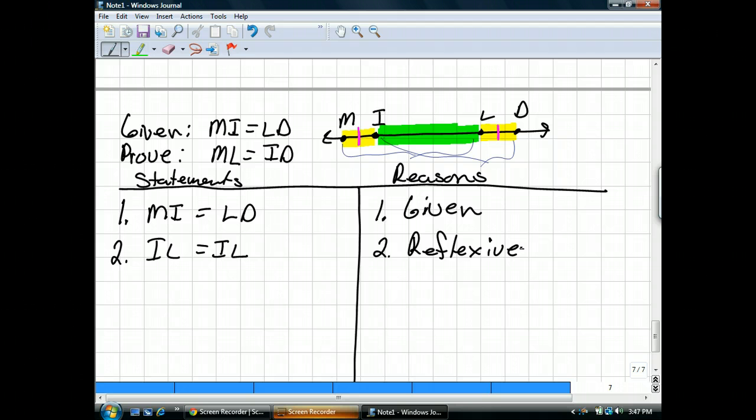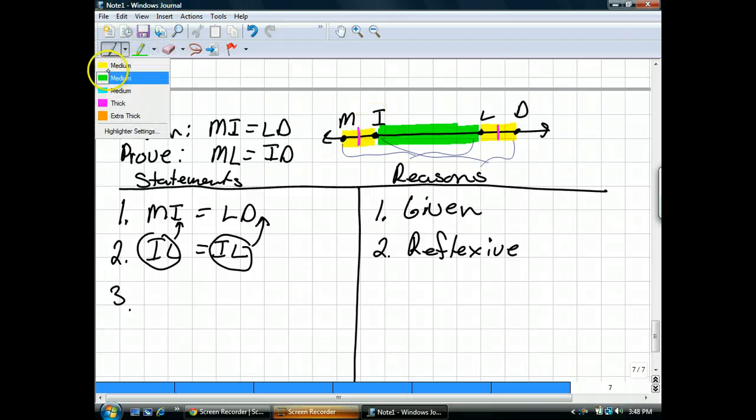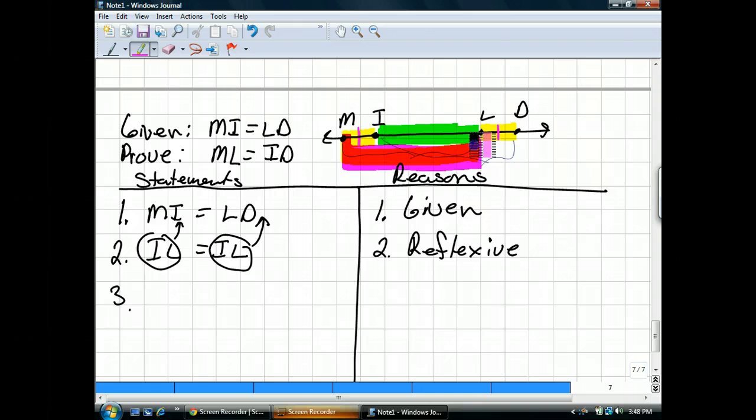Now, if I take this and add it to that side, and I take this and add it to that side, because notice that ML, I should have done that in a different color, ML is made up of MI and IL. So if I add that to that side, I get that whole piece. And the same thing for ID. Notice that ID is made up of IL plus LD. So I'm going to add IL to this side and IL to this side.